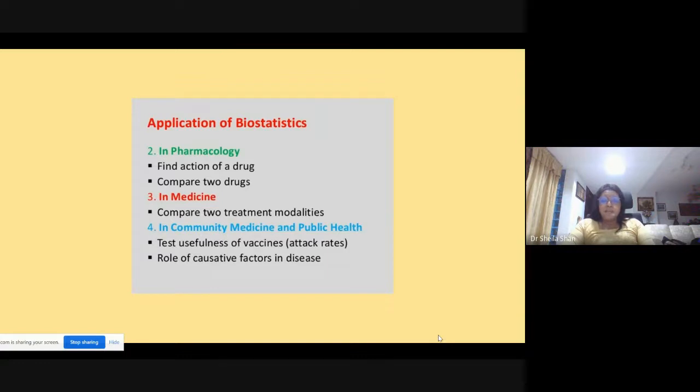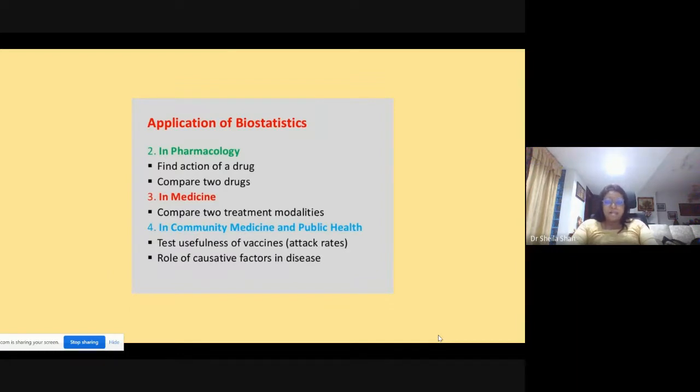So in pharmacology, you will compare two drugs. For example, painkillers, which is a better painkiller? Is Panadol a better painkiller or any other painkiller? Yeah, which one? So you're comparing two drugs. So that is one of the applications of biostatistics in pharmacology. In medicine, yes, you compare two treatments. In dental, maybe you have a few ways of doing a treatment, for decayed tooth, for example. So you're comparing two treatments.